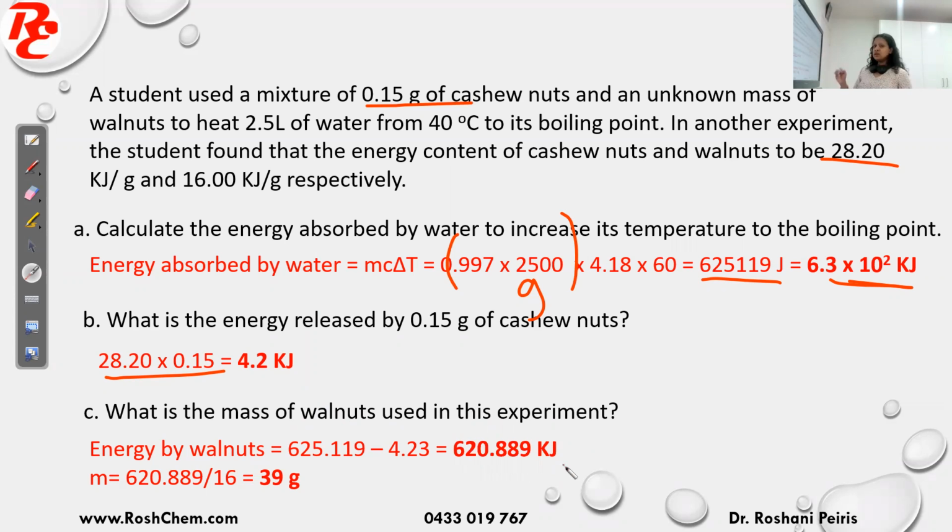Now it's asking what is the mass of walnuts used. So I have this value. I get 16 kilojoules from 1 gram of walnut. If I have 1 gram, I get 16 kilojoules. So now I have this much energy. Therefore, to get this energy, how many grams must there be? So it's 620 divided by 16. So therefore, there must be 39 grams of walnuts to give this energy.